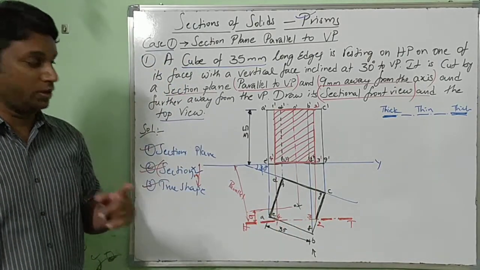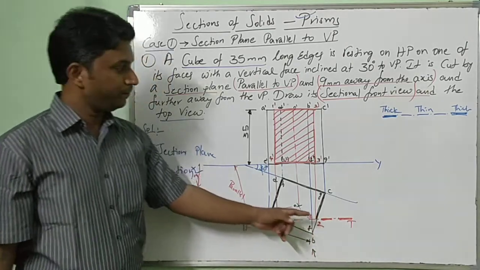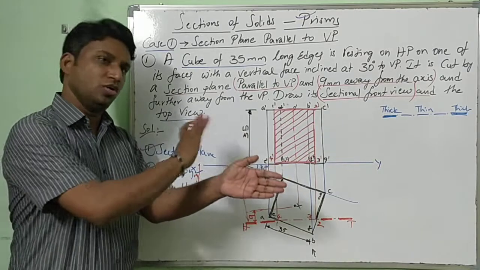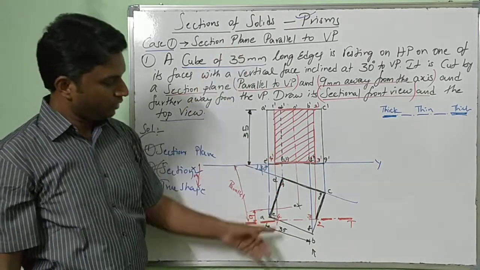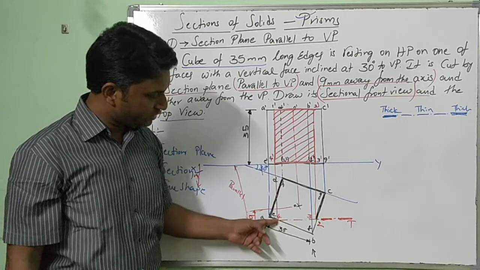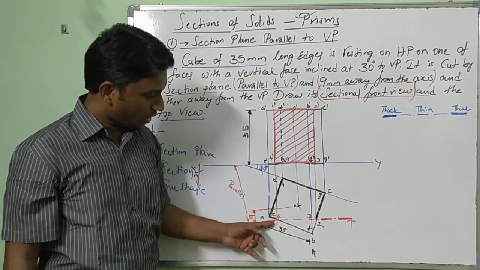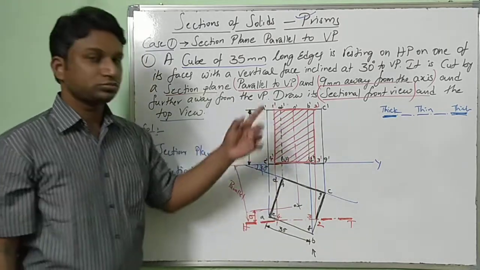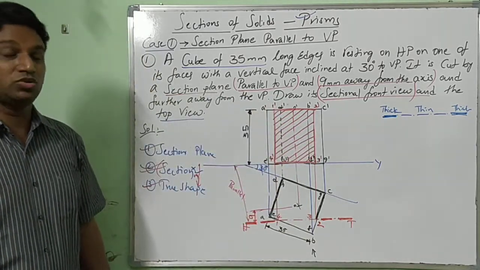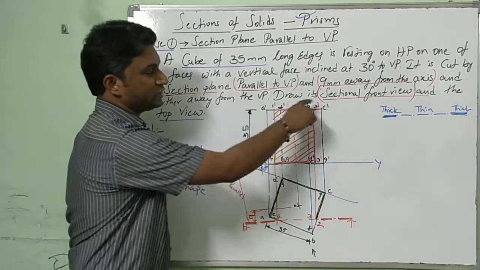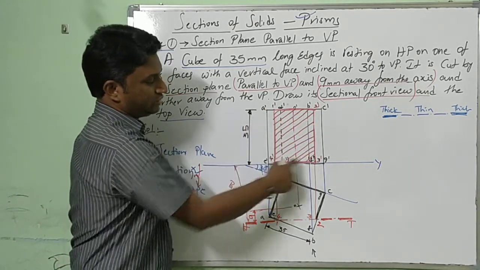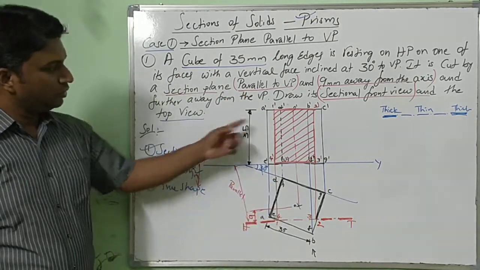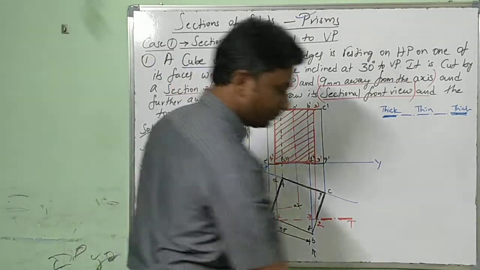Placing the trace is very important. HT, right, as it is parallel to VP. Parallel to VP means no vertical trace. Where the HT trace coincides, locate the points outside 1, 2, 3, 4. From there draw vertical lines to the front view. They also coincide with the top view: 1 dash, 2 dash, 3 dash, 4 dash. Thicken them outside, thicken the top view, finally hatch them. See, simple.